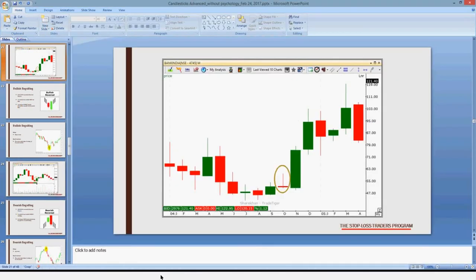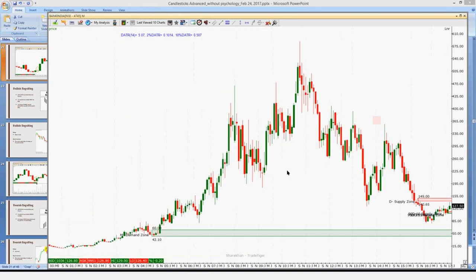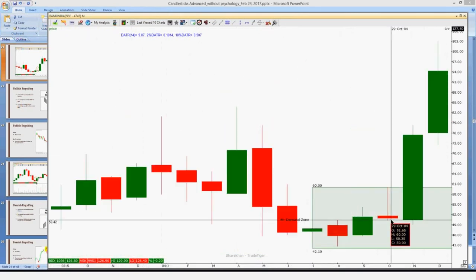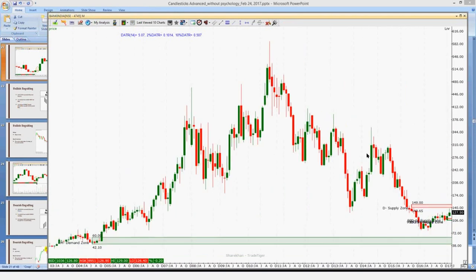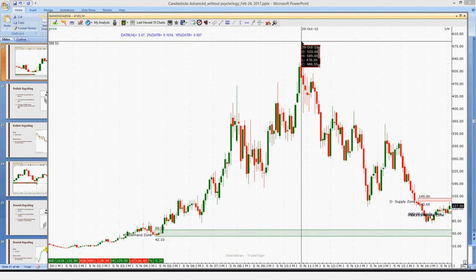And this was monthly, right? So I forgot to share the monthly with you. This was the monthly. That pattern was this. Price never revisited that area. See, price never revisited that area. From 60 to upside, it went close to 589.